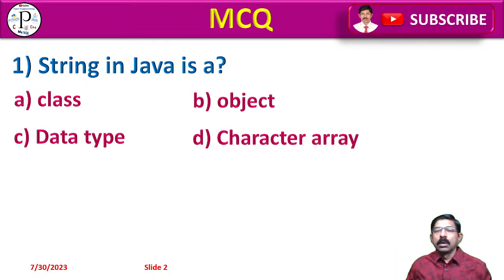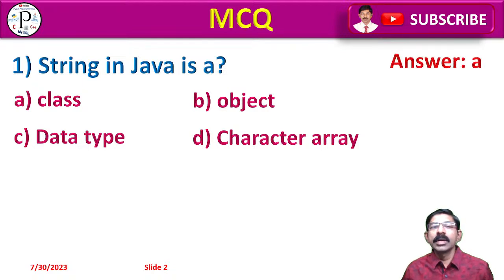So we got different answers now. A is for class, and a few students have given B, which is for object, and object and class. Okay, fine. I will lock the answer: this is a class.